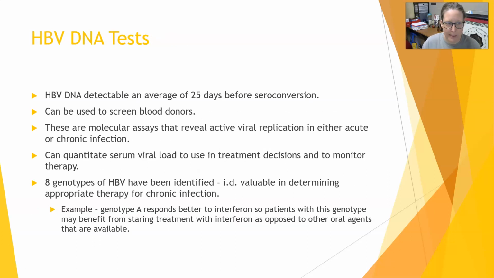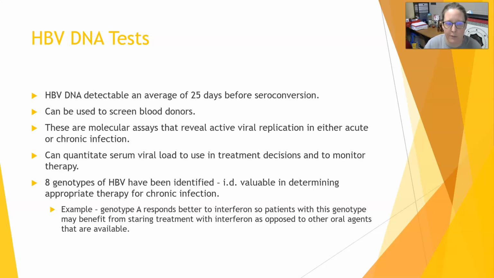Lastly, we have the hepatitis B viral DNA test. So hepatitis B virus DNA is detectable an average of 25 days before seroconversion. Seroconversion is when the antibodies show up. It can be used to screen blood donors. These are molecular assays that can reveal active viral replication in either acute or chronic infections. You can quantitate serum viral load to use in treatment decisions and to monitor therapy.